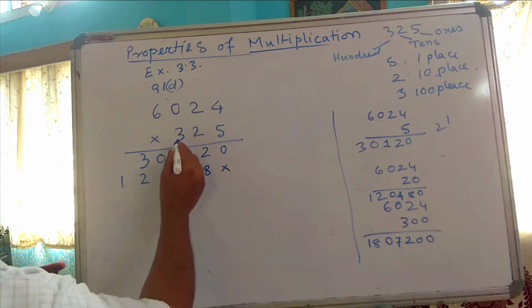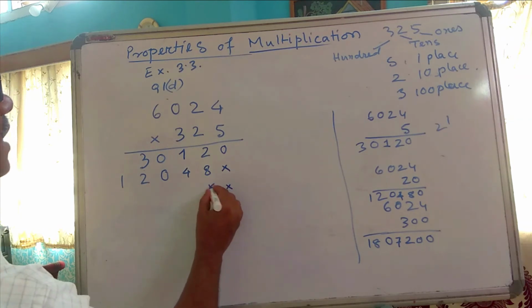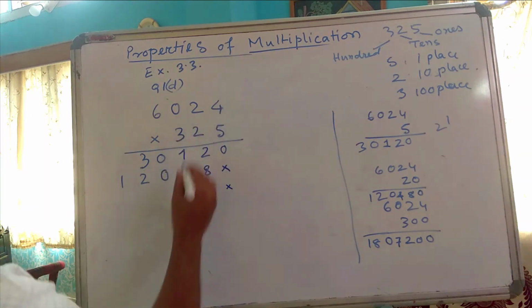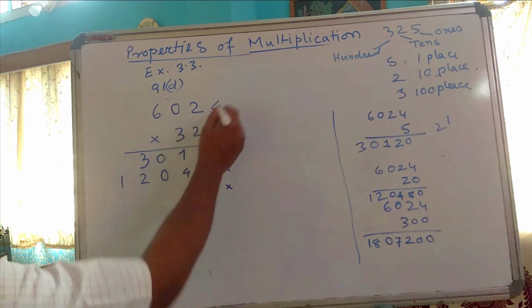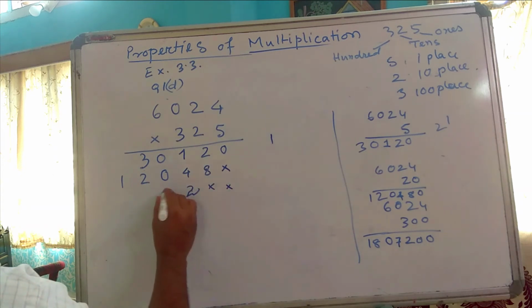Again 3 is in the hundred place. So ones place, tens place, from hundred place we put the product. 3 fours are 12. The 2 will be put here. 3 fours are 12, 1 left. 3 twos are 6 and 1, 7.